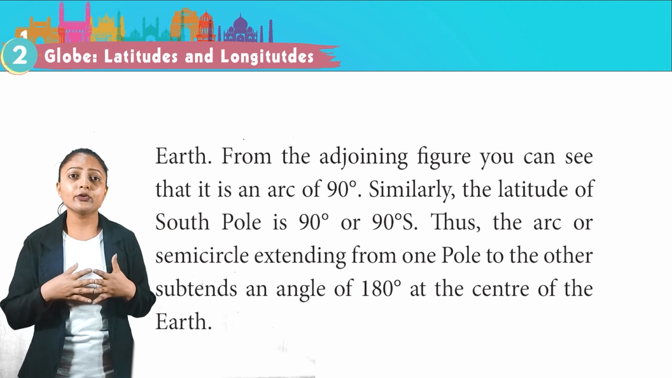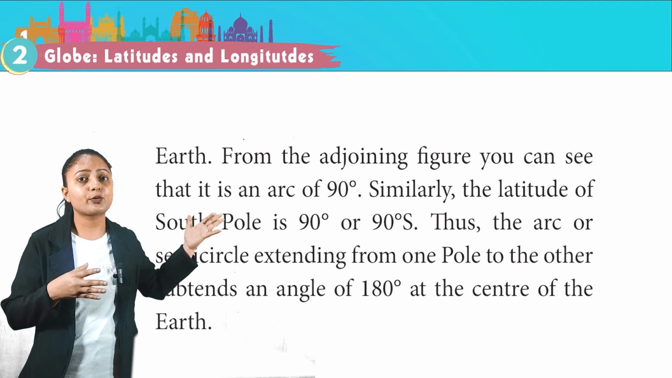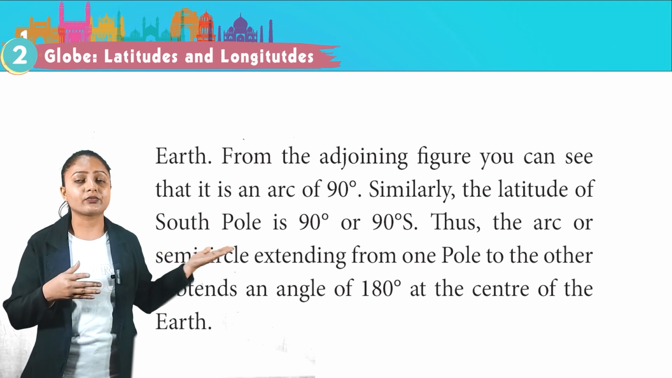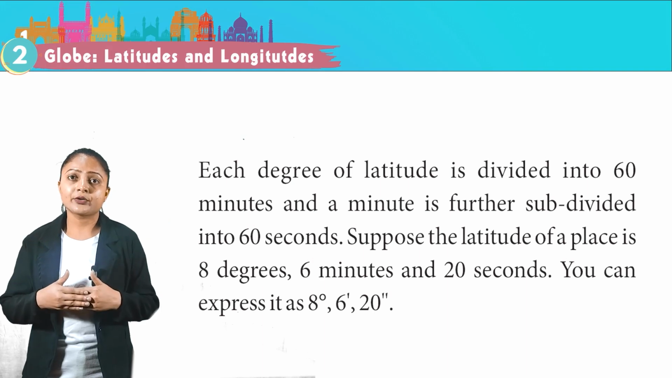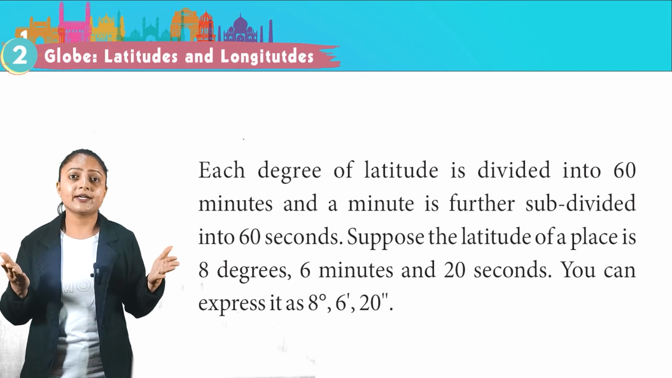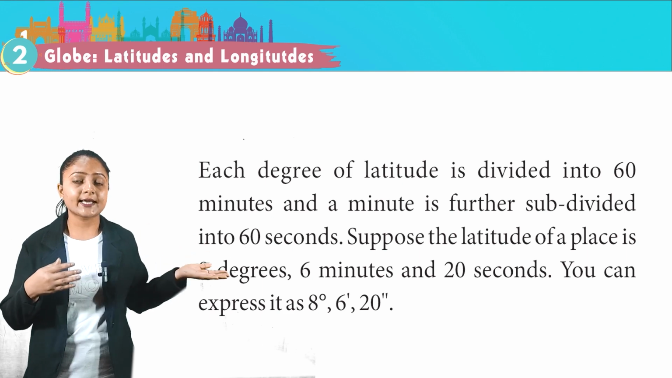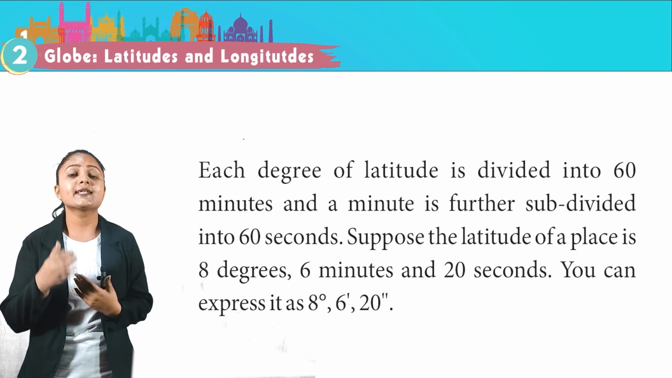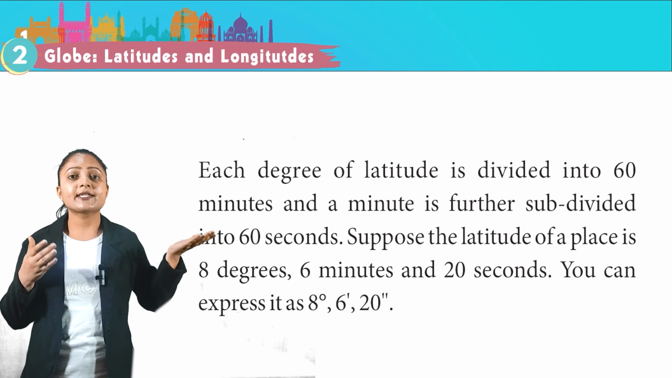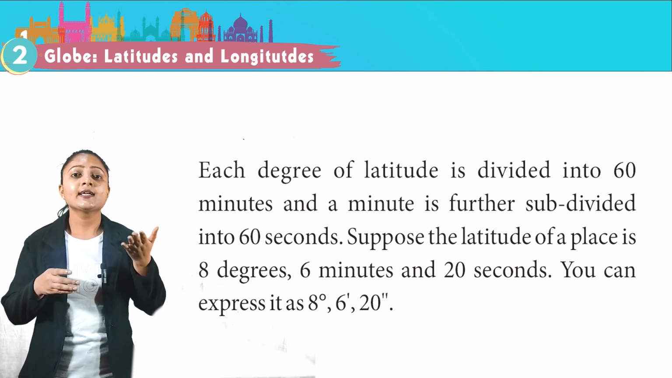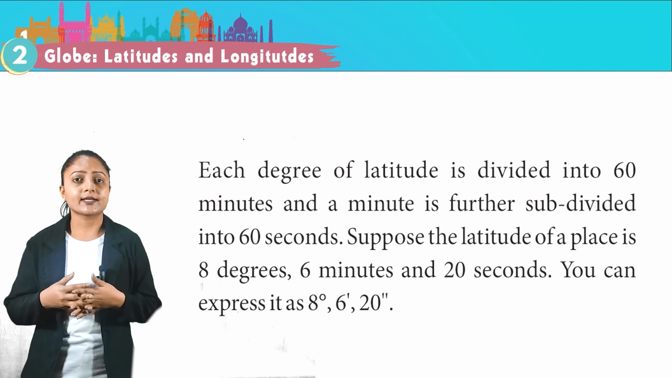Similarly, the semicircle extending from one pole to the other subtends an angle of 180 degrees at the center of the Earth. Each degree of latitude is divided into 60 minutes and a minute is further subdivided into 60 seconds. Suppose the latitude of a place is 8 degrees, 6 minutes and 20 seconds. You can express it as 8°6'20".